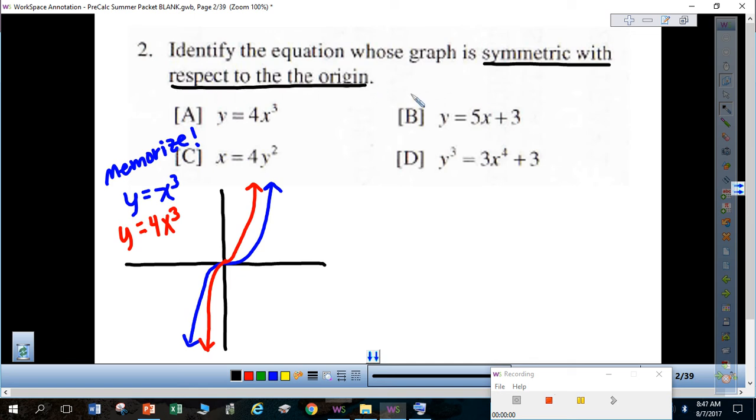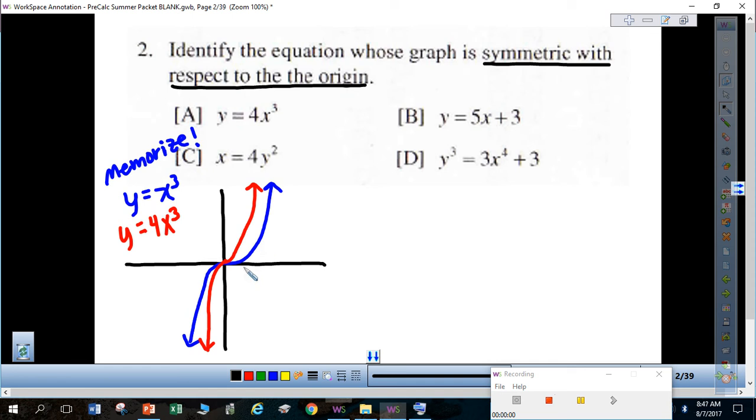So origin symmetry means two things. It means that our graph reflects over the y-axis and it reflects over the x-axis. There's two reflections, and the order doesn't matter. So let's say that we look at this top part of the graph first. If you think about what that would look like if it reflects over the y-axis, imagine that now that curve is over here, and then it reflects over the x-axis, so it moves it down here.